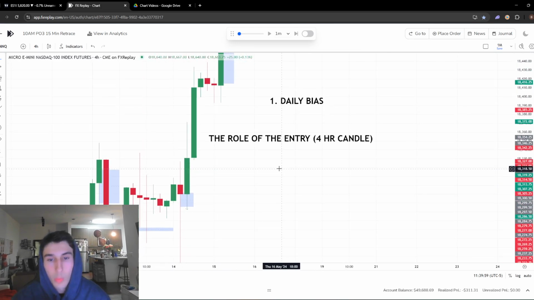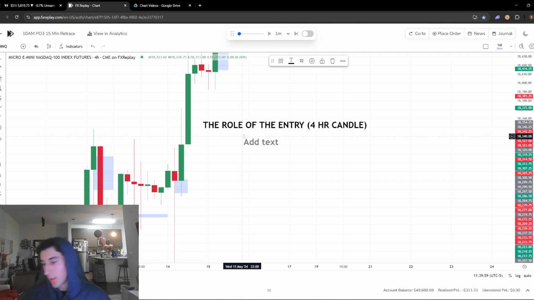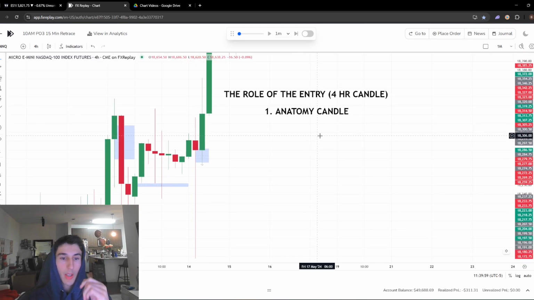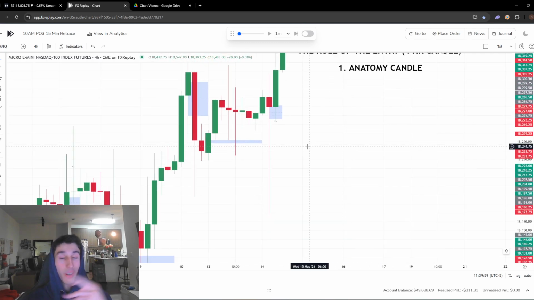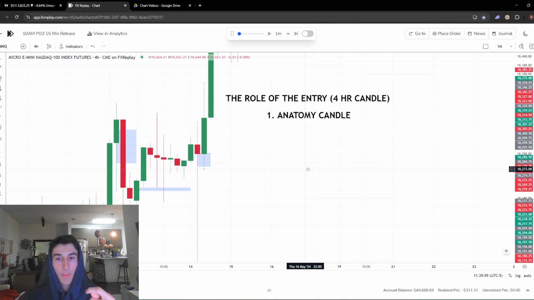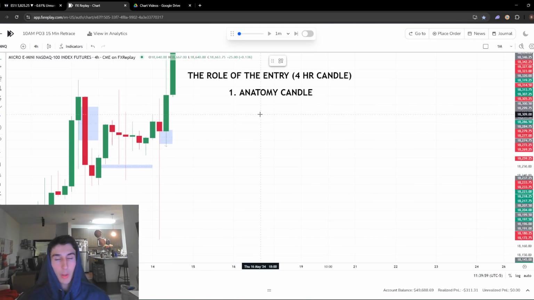So, role of the 4-hour candle. The first thing we're going to cover here is, first of all, anatomy of a candle. No, don't skip yet, because this is going to explain what we're actually looking for here. If you look at pretty much any single 4-hour candle or any candle in the market, just because this is how price moves, you will get an open, right? So how candles move, let's say we are looking at a bullish candle. I'm going to draw it out. So a bullish candle, we'll get its open.